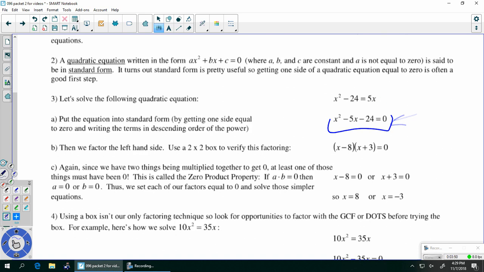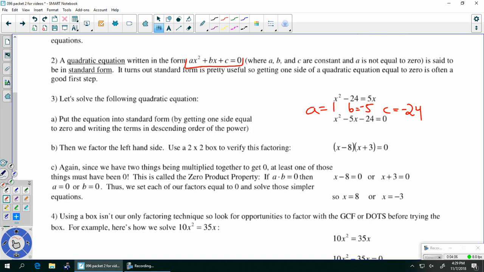We'll do this later on when we get to the quadratic formula, but just to connect to this kind of wacky ax squared plus bx plus c equals 0, a is the number touching x squared, it's 1. B is the number touching x, that's negative 5, and c is the number that's not touching any x's, that's negative 24. So that's what we mean by a, b, and c. They're just the specific numbers touching x squared, x, and the constant in that order.